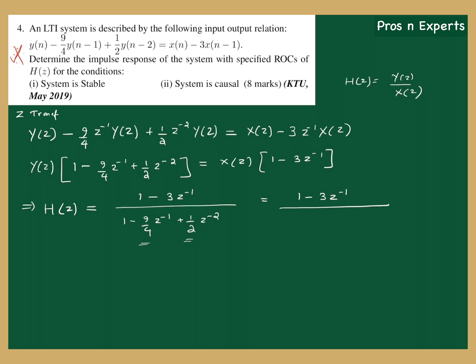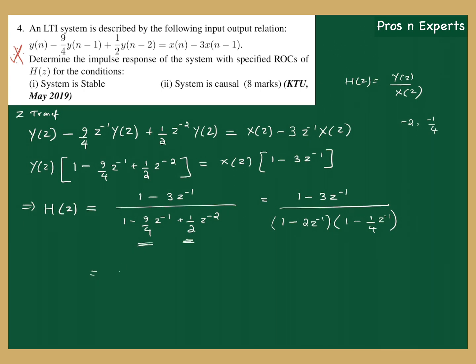I can get two such numbers as minus 2 and minus 1 by 4, not plus 1 by 4, minus 1 by 4, right? So minus 2 minus 1 by 4 will give you minus 9 by 4, and minus 2 into minus 1 by 4 will give you plus 1 by 2. So our factors are ready. I can write 1 minus 2z inverse into 1 minus 1 by 4 z inverse. This is how you can factorize this polynomial in z transform form.